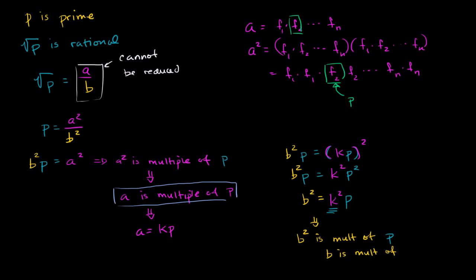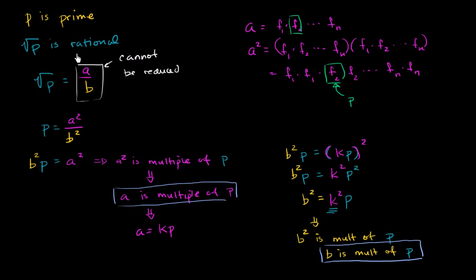And that establishes our contradiction. We assumed at the beginning that a and b are co-prime, that they share no factors in common other than 1. We assumed that this cannot be reduced. But we have just deduced that a is a multiple of p and b is a multiple of p, which means that this fraction can be reduced. We can divide the numerator and the denominator by p. So that is our contradiction. We started assuming it cannot be reduced, but then we showed that it must be able to be reduced. The numerator and the denominator have a common factor of p. So our contradiction is established.